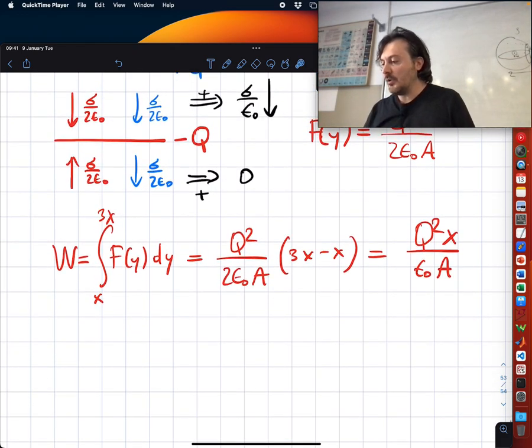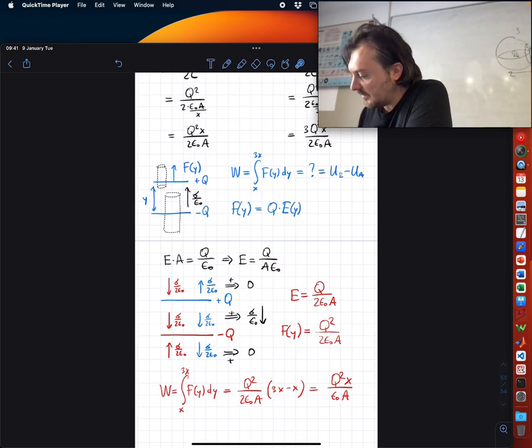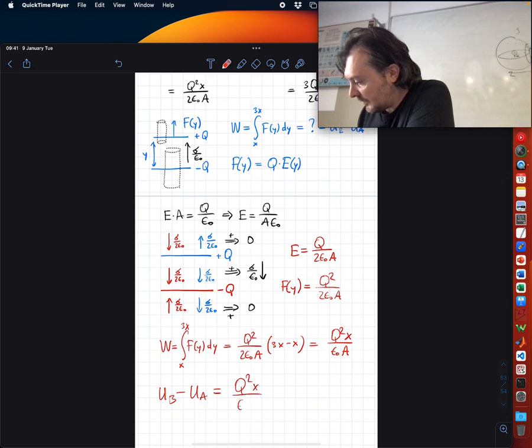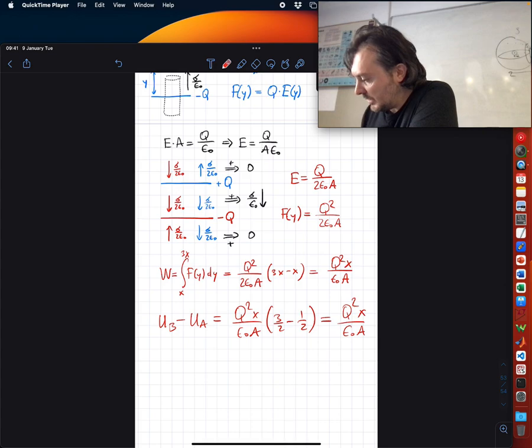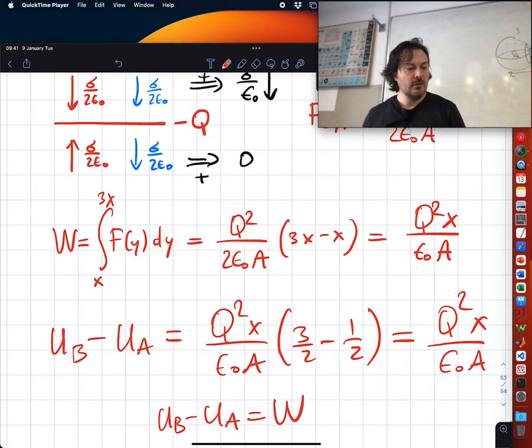So, do we have our answer properly? Yes, we do, because as you can see, if you write down UB minus UA, it is Q squared X over epsilon 0 A times 3 over 2 minus 1 over 2, and you get Q squared X over epsilon 0 A. So UB minus UA is indeed equal to W. All right?